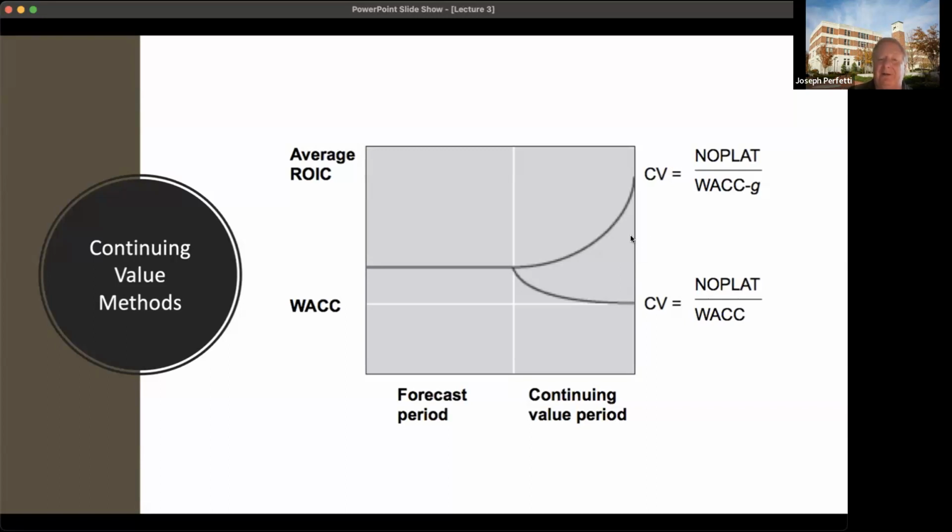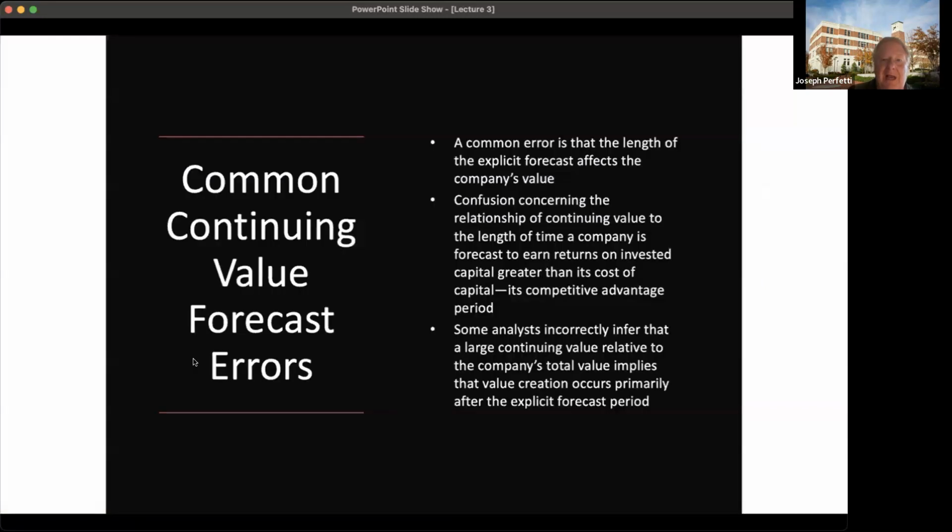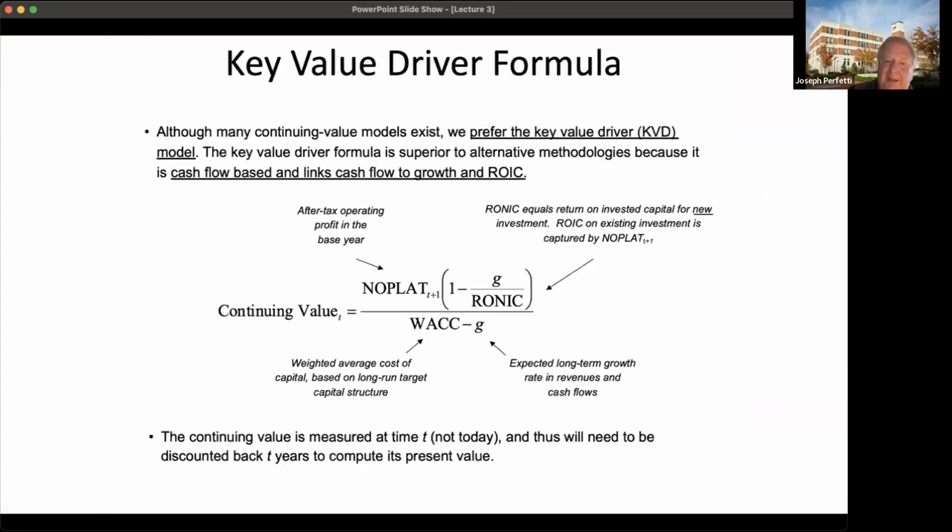And they think it gives you a better formula. Just kind of graphically showing mathematically why we're using that. And then we have to be careful about some of the errors that we will make in valuation, which we'll talk about. But this is the formula that we are going to use for continuing value.